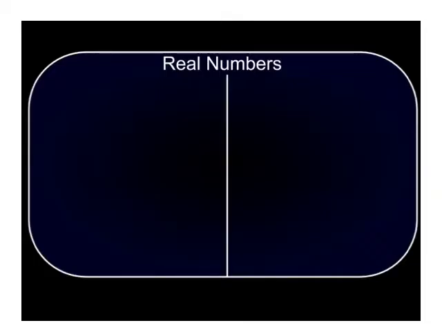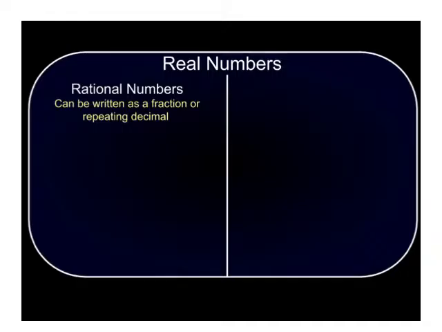Now, the realm of real numbers is divided up into two pieces. One piece is the rational numbers. If we talk about a rational number, we're talking about something that can be written as a fraction or as a repeating decimal. A way to think about it is a rational number is a number that you can actually write out. You can write the number on your paper somehow. Theoretically, it could take a lot of writing to do it, but you can write the whole thing.